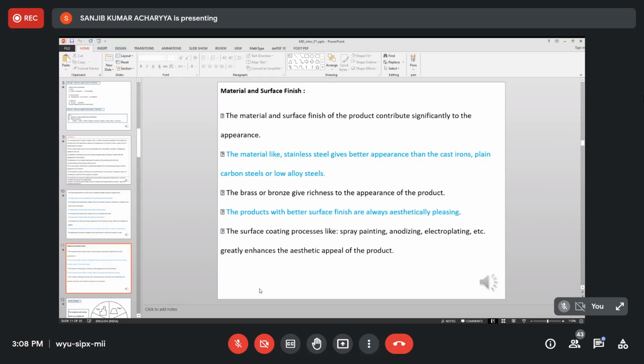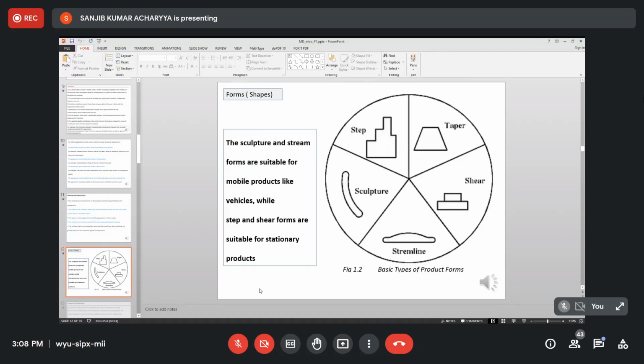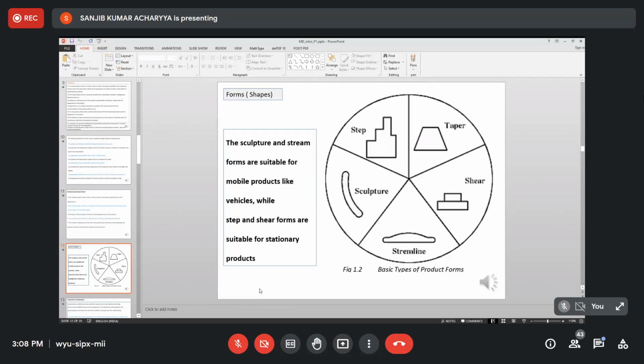Like brass and bronze, these two materials give better appearance regarding surface finish compared to steel or other products. So for improving the aesthetic feature, sometimes the designer may have a preference for these kinds of materials if technical quality is not going to be sacrificed. So the designer should have consideration regarding the aesthetic part, and while considering it, material and surface finish is one factor. Another factor is form or shape of the product.